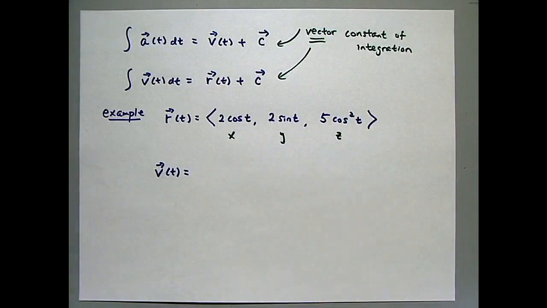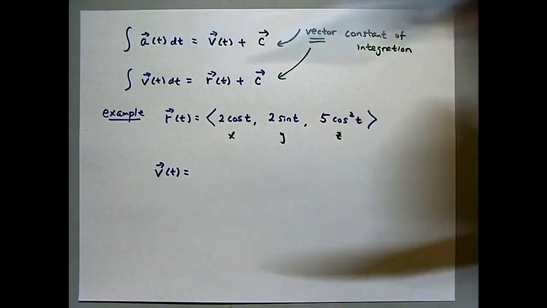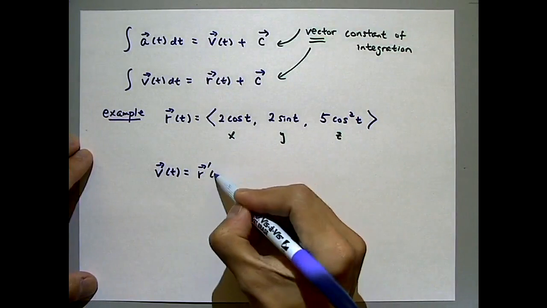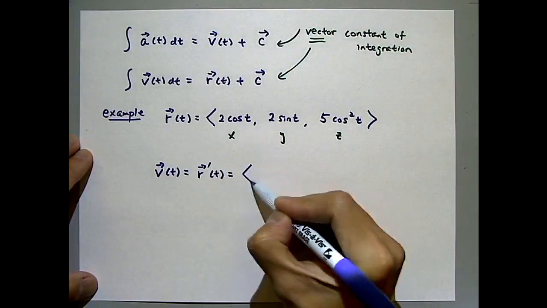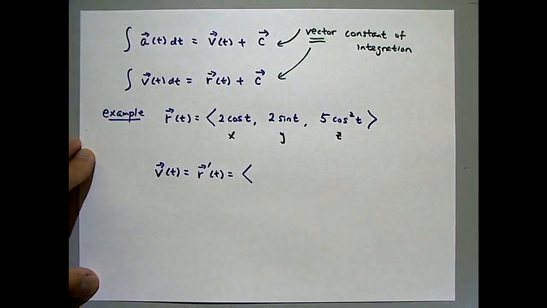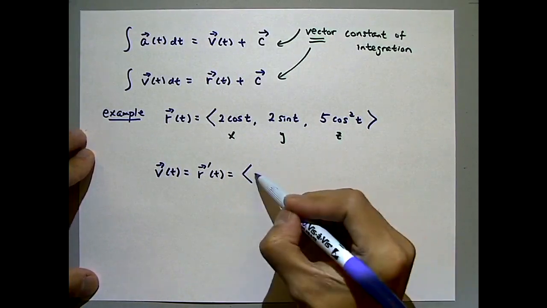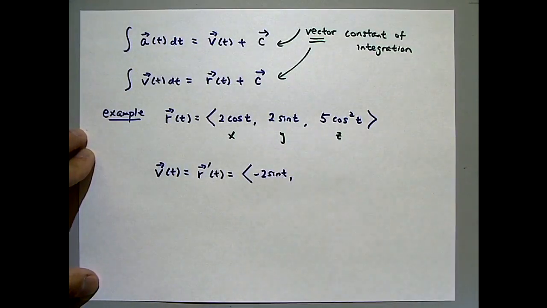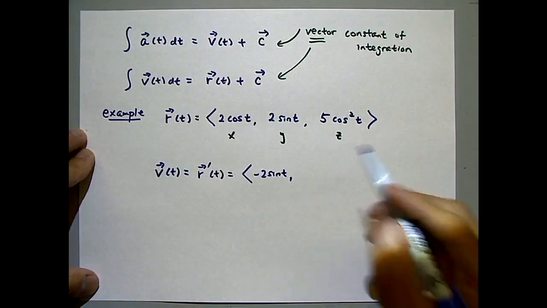And the good thing is that even if you can't visualize this, if I give you this and say, find the velocity, you can still do it. All that takes is differentiation. Derivative of cosine is negative sine, right? So minus 2 sine t. Derivative of sine is positive cosine.